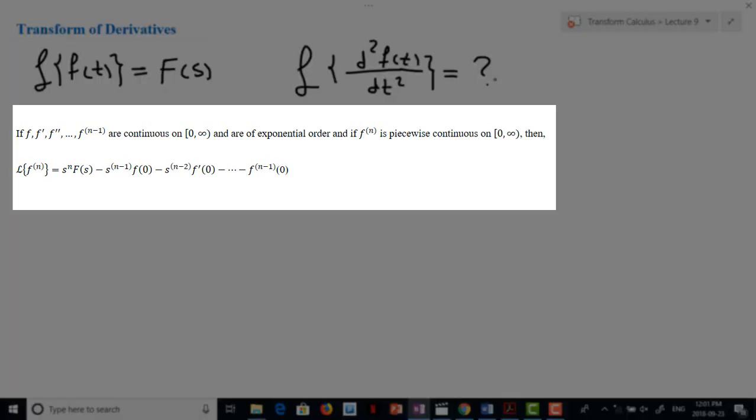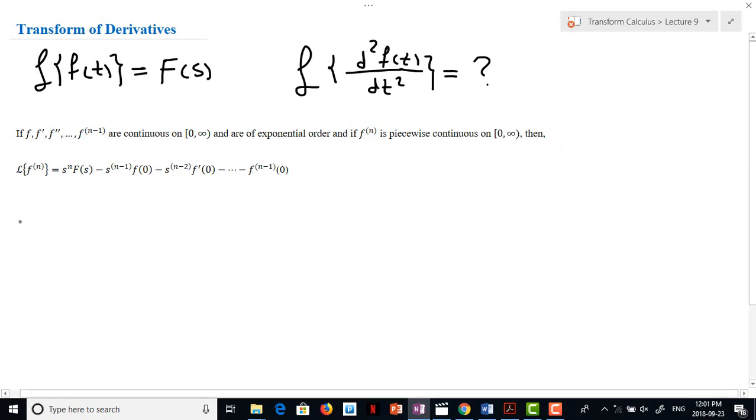Transform of derivative says that if f', f'', up to the (n-1)th derivative of functions are all continuous on the range of 0 to infinity, and they are all of exponential order, and if the nth derivative of the function is piecewise continuous on the range of 0 to infinity, then Laplace transform of the nth derivative of the function is equal to s to the power of n F(s) minus s to the power of n minus 1 f at t equal to 0 minus s to the power of n minus 2 f prime at t equal to 0, and so on until the (n-1)th derivative of the function at t equal to 0.